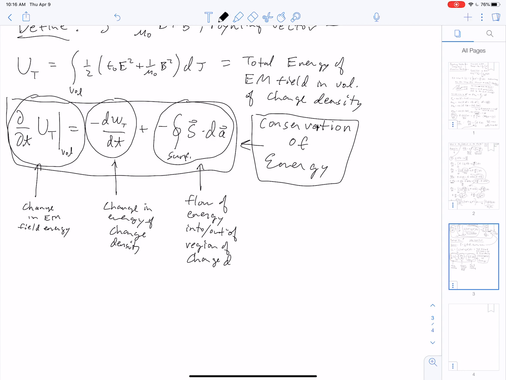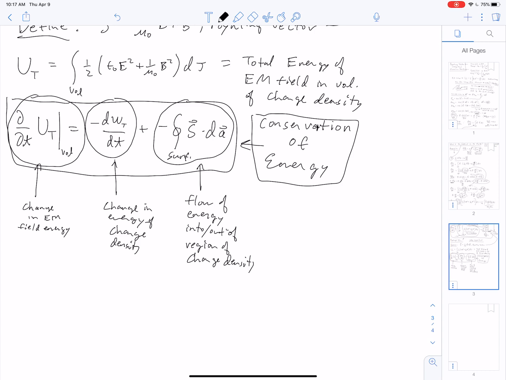And so this is the really cool thing. What we've derived today is that the electromagnetic field can exert energy onto the charge density, but the energy can also flow in and out of the region that we're talking about. And that's a really profound thing, because this is the first time in this class that we've ever really shown how energy can flow purely by electromagnetic fields. And so that's kind of cool.